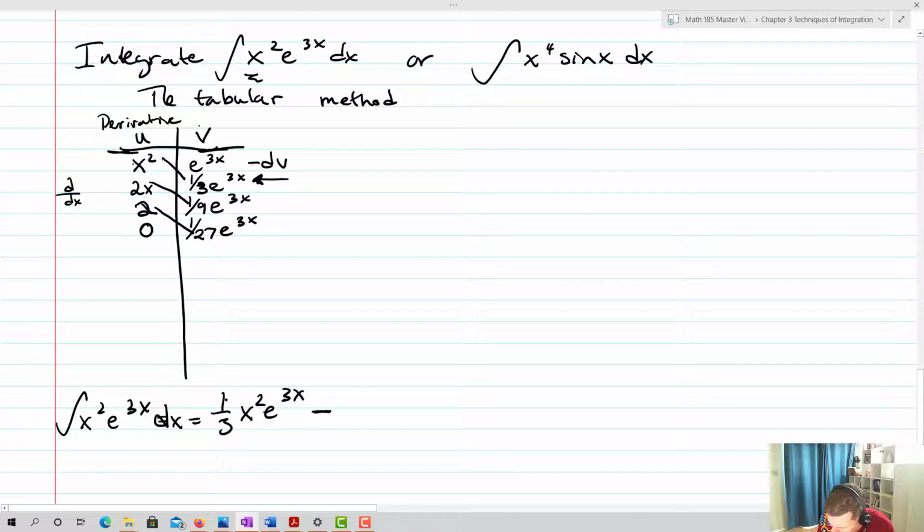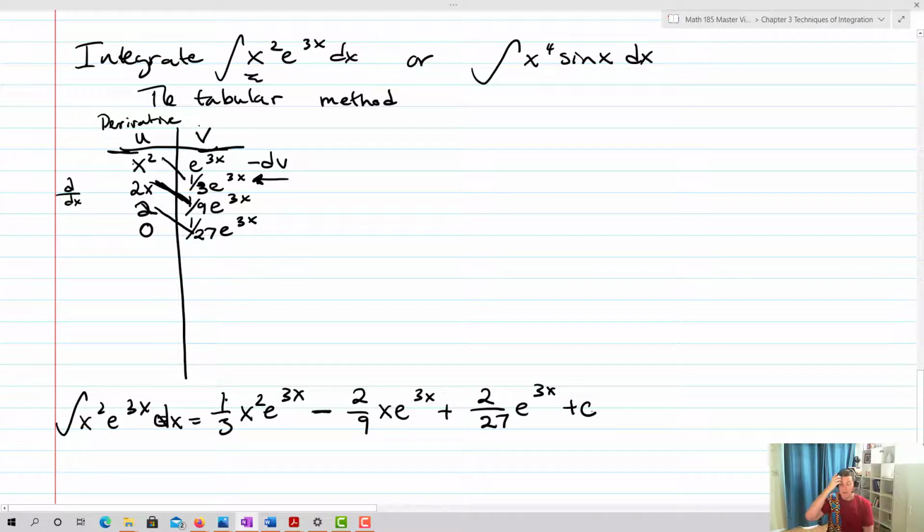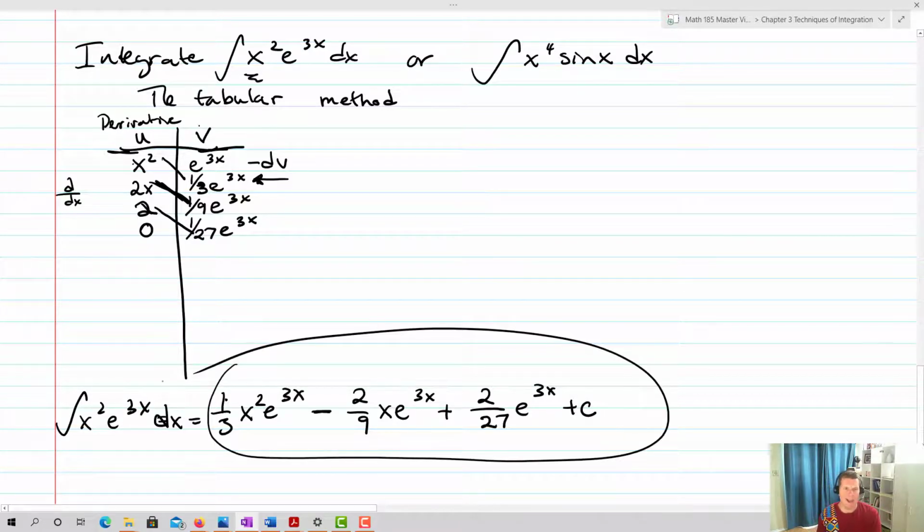Then we'll minus the next term, which is 2x times 1/9 e to the 3x. We go on a diagonal, and so that's 2/9 x e to the 3x. And then we'll add plus 2 times 1/27 e to the 3x, so 2/27 e to the 3x plus c. And that, in fact, gives me my integral. You can see it takes a heck of a lot less time, and it's very, very organized.